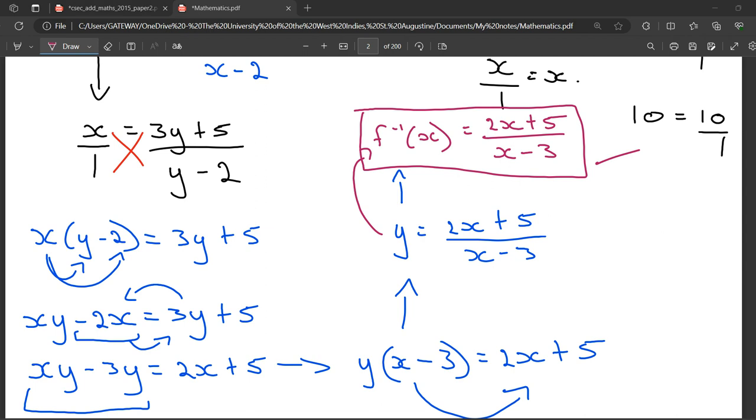Understand this? So one little minor change there, it was h inverse of x we were trying to get, not f inverse of x. Right? So it's h inverse of x, which is basically the same thing.